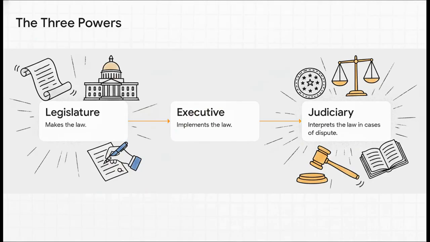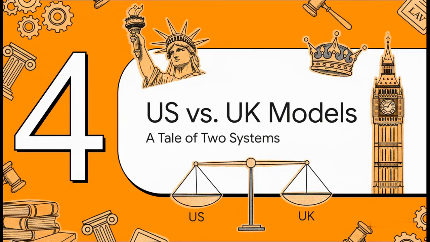So what's the solution to that fear? You split the functions of government into three distinct branches. You have the legislature, which makes the law. You have the executive, which carries out the law, and you have the judiciary, which interprets the law. Now, it sounds simple on paper, but as you're about to see, how these branches actually interact is where things get really interesting.